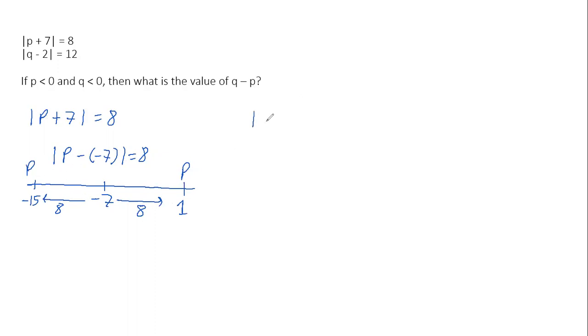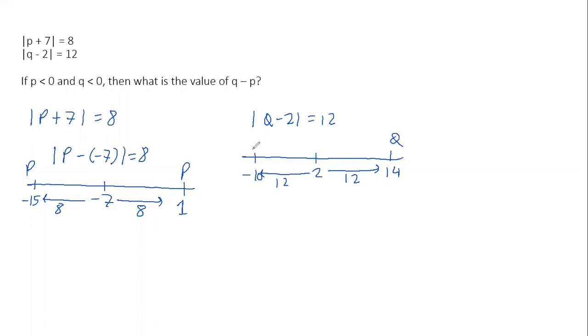Similarly, if I solve the second modulus, which is mod q minus 2 is equal to 12, that's a pretty easy one. That means the distance of q from 2 is 12. So if I go 12 points ahead, I'll reach 14. If I go 12 points behind, I'll reach minus 10. So according to this, q could be 14 or q could be minus 10.